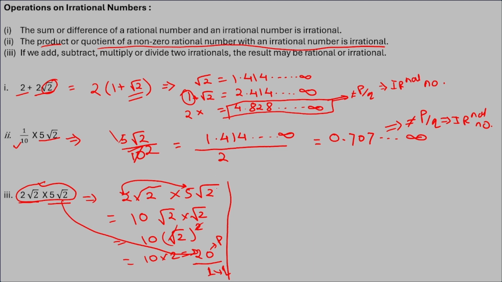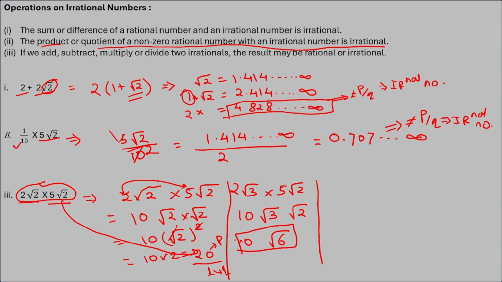Now we will consider some other example like 2 root 3 into 5 root 2. In this case, you can see 5 and 2 will multiply with each other, and root 3 and root 2 will multiply with each other. Again 10 into root 6, because under root a into under root b equals under root ab. So 10 root 6, this you cannot write in p by q form. You cannot write root 6 in p by q form.